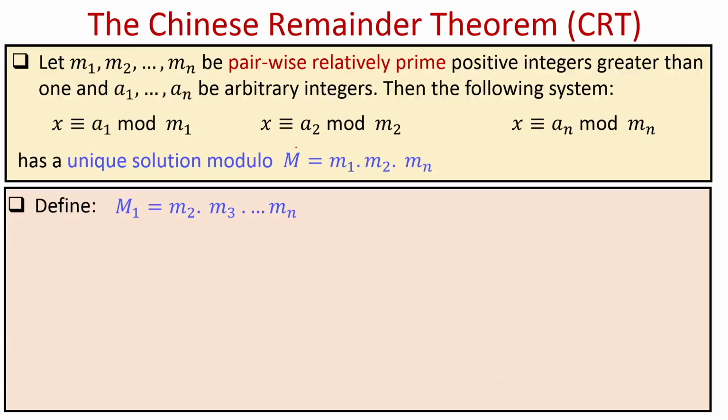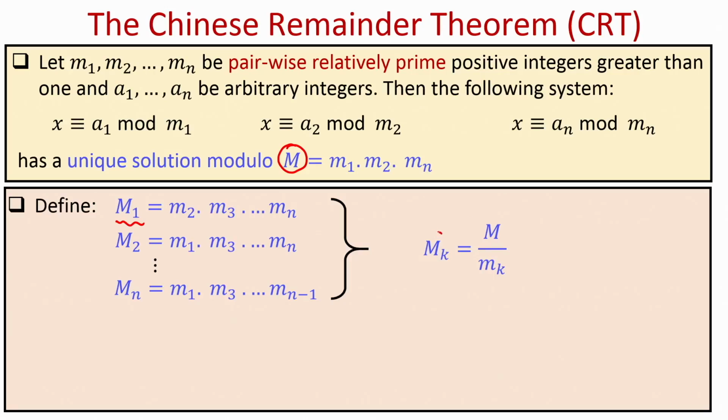So, remember my bigger modulus M is the product of all n moduli. Now, I define n number of small sum moduli. My first sum modulus M_1 is the product of all the n moduli except the first, namely m_1. My M_2 is the product of all the n moduli except m_2, and so on. So, in general the sum modulus M_k is the product of all the n moduli except the kth modulus, right.